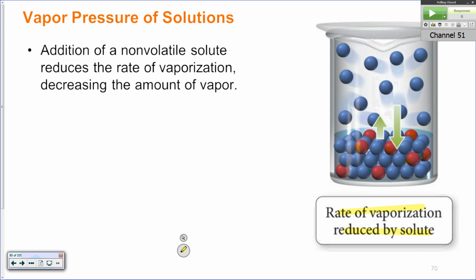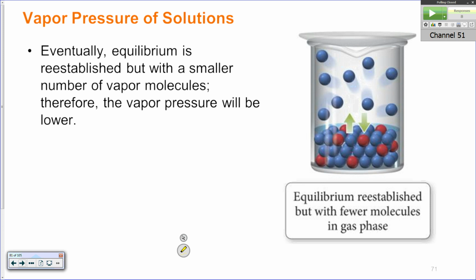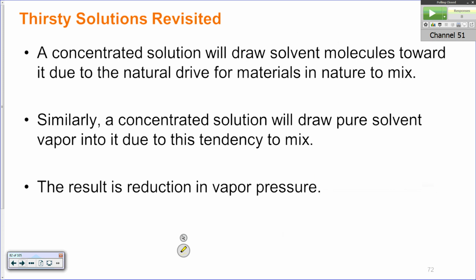If we look at how much it is reduced, well, it depends on how many solute molecules are present, and if we start to get a larger and larger percentage of solute particles on the surface, we get a lower and lower vapor pressure compared to the pure solvent. So what we always see is a reduction in the vapor pressure as the equilibrium is reestablished and a solute has dissolved. One way that we can demonstrate this behavior is with a topic called thirsty solutions.